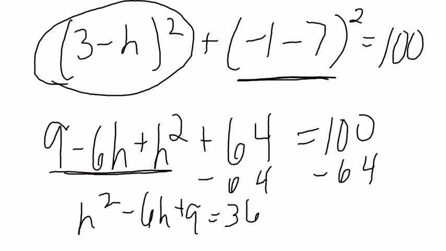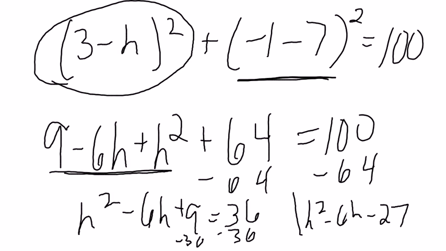Now this is starting to look strangely like a quadratic, right? You could subtract 36 from both sides, and you get h squared minus 6h, and then 9 minus 36 is negative 27. Oh, sorry, that should be an h. So can we factor this? Yeah, we can. h squared minus 6h minus 27 equals 0.